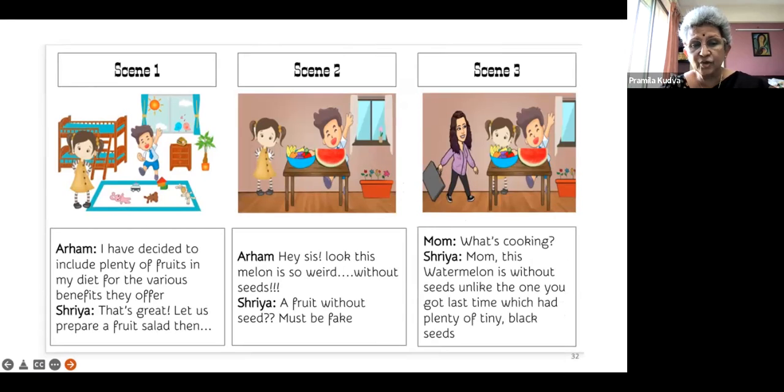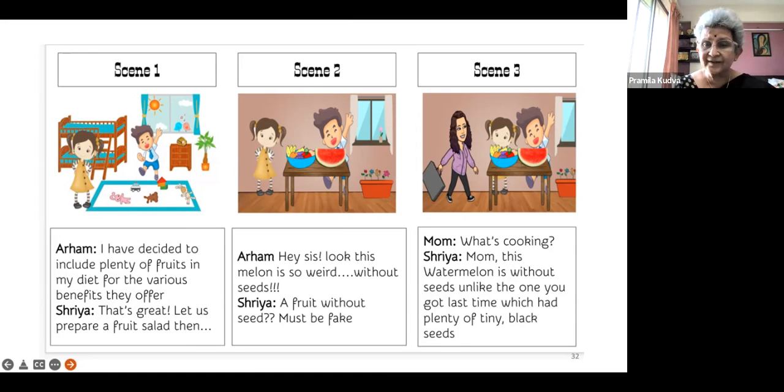I have decided to include plenty of fruits in my diet for the various benefits they offer. That's great. Let's prepare a fruit salad. Hey sis, look at this melon. It's without seeds. Shreya, a fruit without seed? Must be fake. Mom, what's cooking? This watermelon is without seeds, unlike the one you got last time, which had plenty of black seeds.